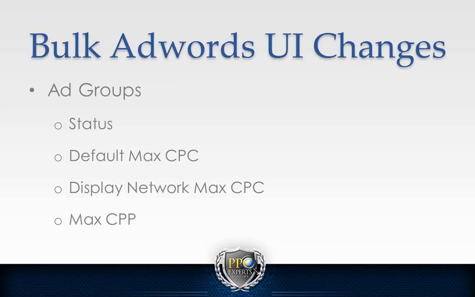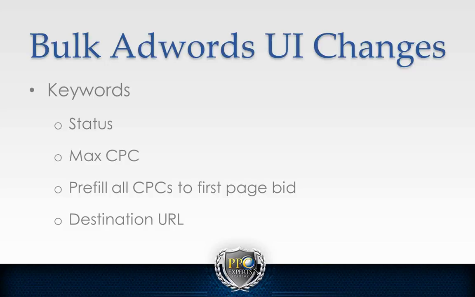And then max cost per call. We talked about that in week 2 when we looked at ad extensions, and that's something that you can implement throughout all your ad groups. Then keywords: status, enabled or paused, and max cost per click. You can also pre-fill all your cost per clicks to the first page bid, which is really handy when you're first building an account.